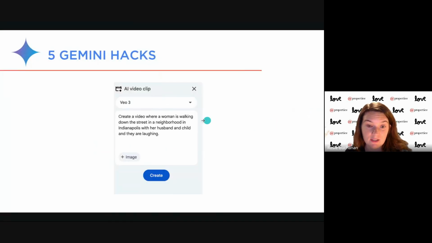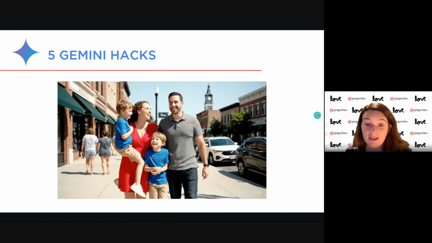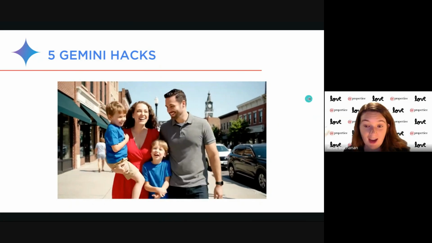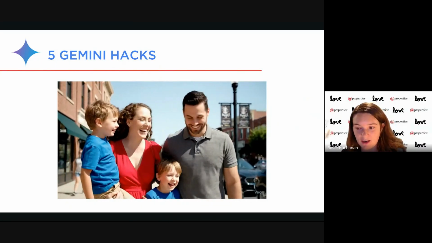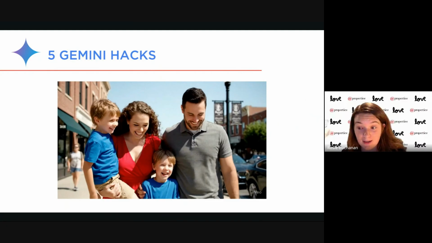So last night I gave it this prompt: create a video where a woman is walking down the street in a neighborhood in Indianapolis with her husband and child, and they are laughing. And it gave me this. I think AI still has a little bit of a way to go. Like, you can tell these are generated people, but I think that's kind of amazing.